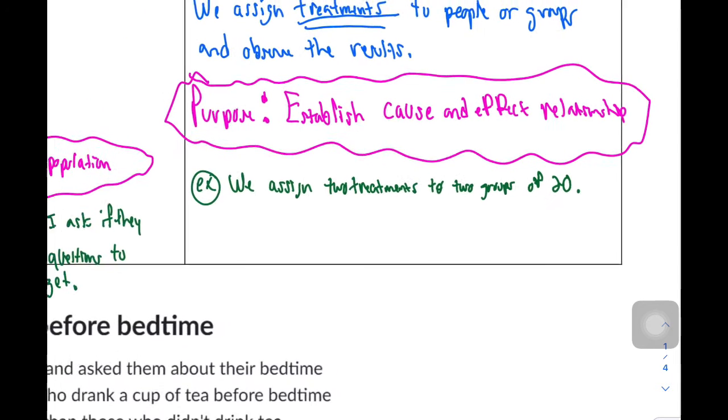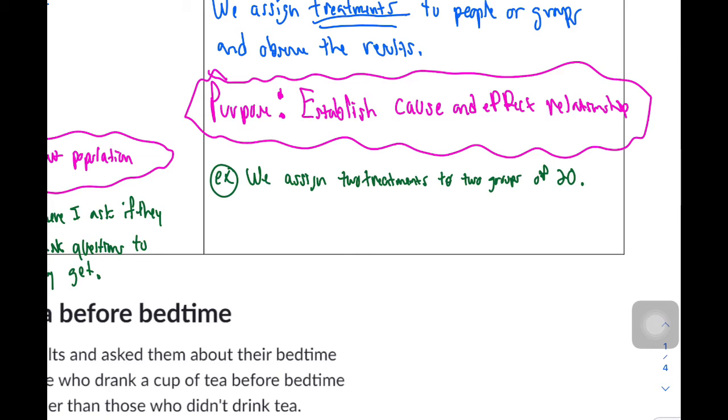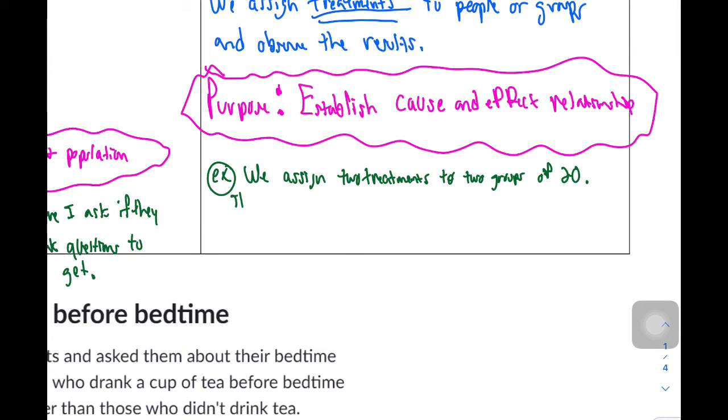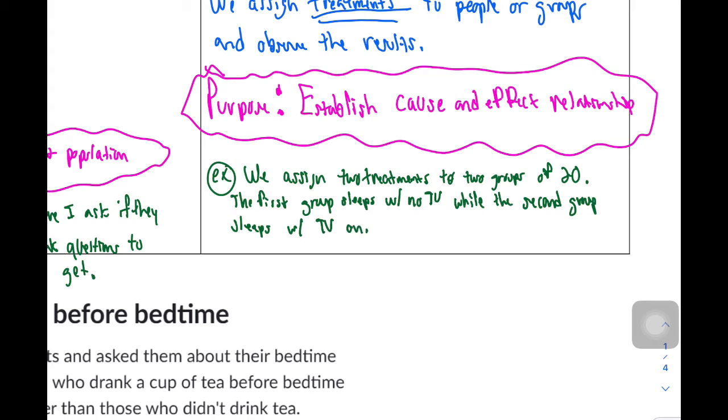These would be called experimental units, but we'll talk about that next week. So we assign 2 treatments to 2 groups of 20. The first group sleeps with no TV, while the second group sleeps with TV on. All right, so we are controlling that.